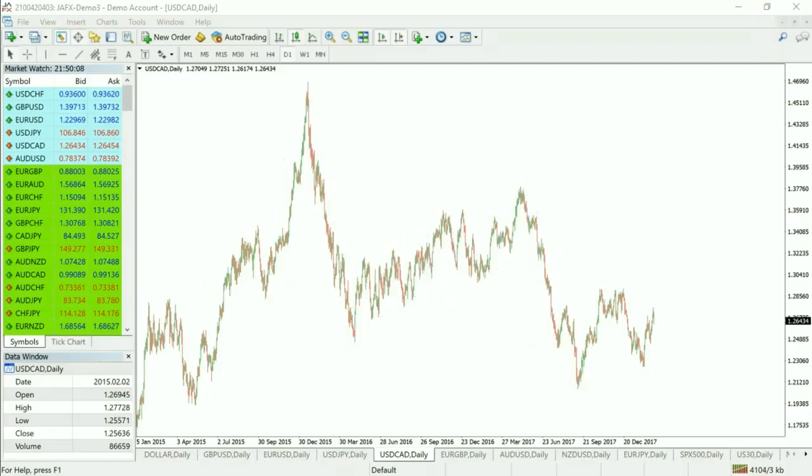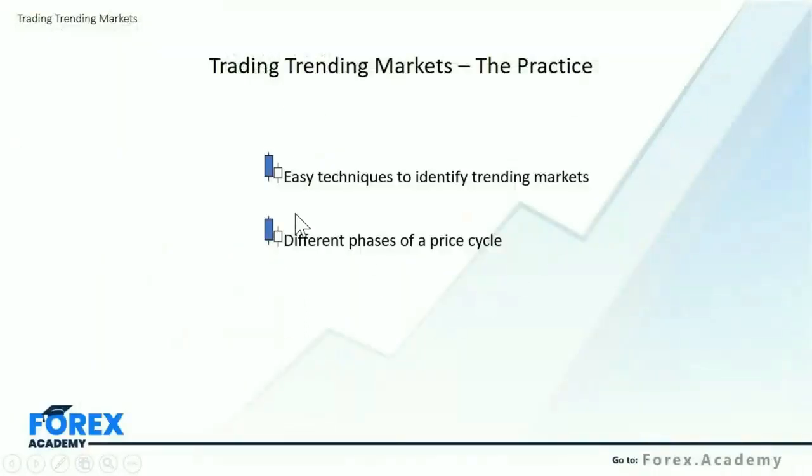So going back to our presentation then, we've looked at some easy techniques to identify trending markets. We can use trend lines in a very simple and very straightforward way, and we'll look at entries and exits very shortly. And then we've looked at different phases which any particular market, in fact all markets, go through. So it is important to be aware of that.